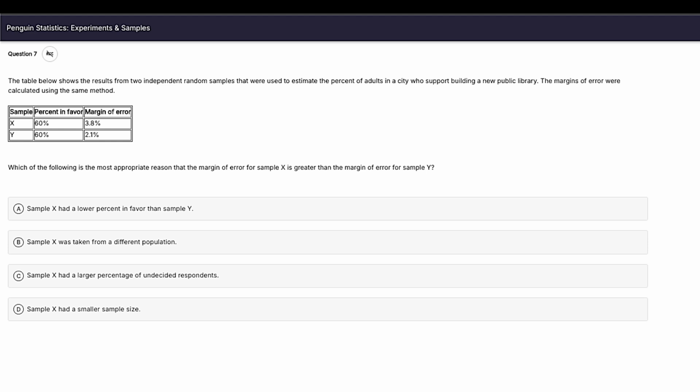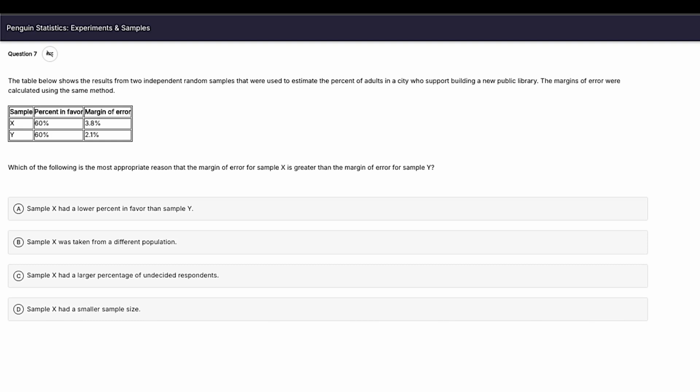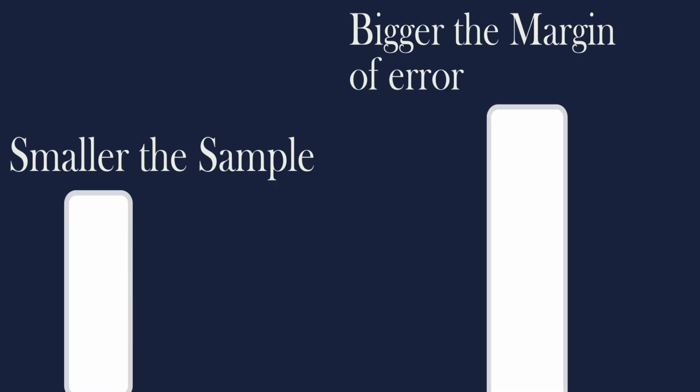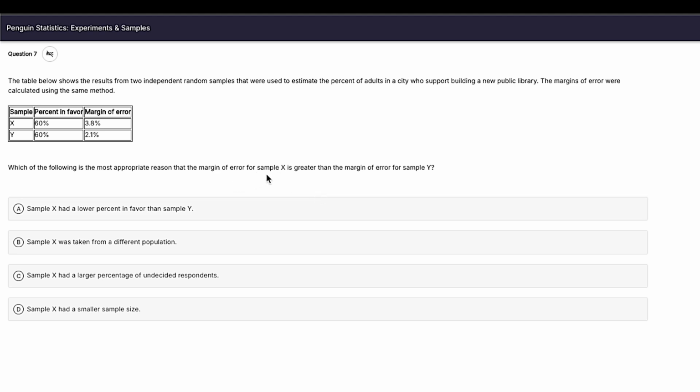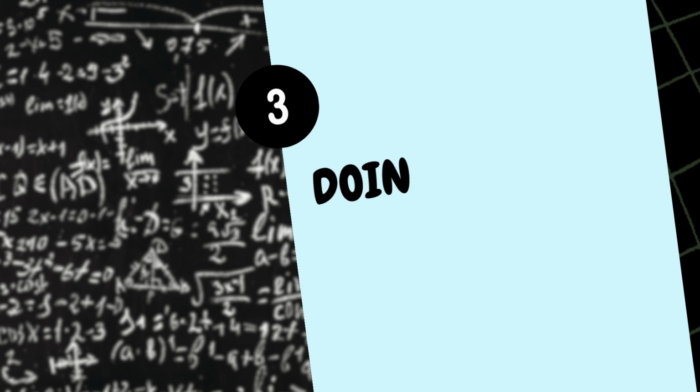The only thing that you need to know is that margin of error is going to be based on the quality, if you will, of our sample. And a good sample is random and it is big. Now, we know that if a sample is not random, that usually just results in a wrong answer on the SAT. So the one thing we do want to consider is how big is the sample? Because the bigger the sample, the lower the margin of error, and the smaller the sample, the bigger the margin of error. So if the margin of error for sample X is greater, that means we had a smaller sample for sample X.